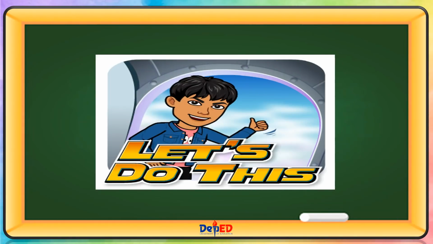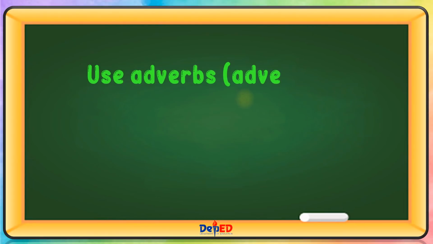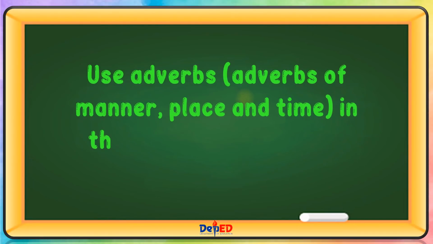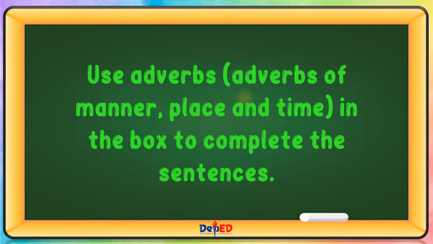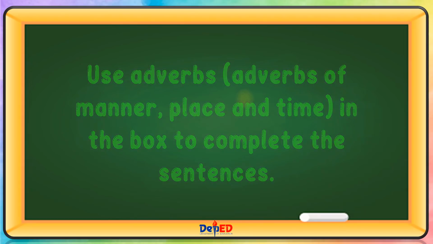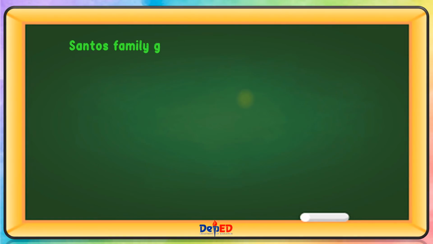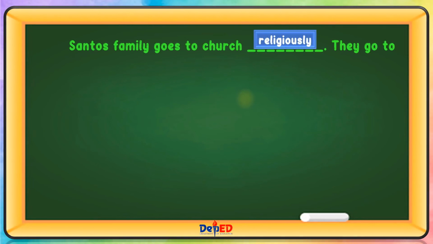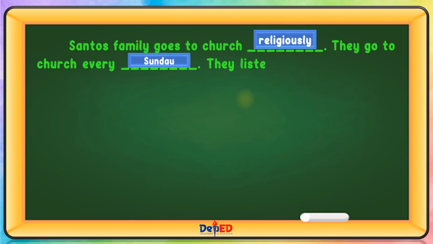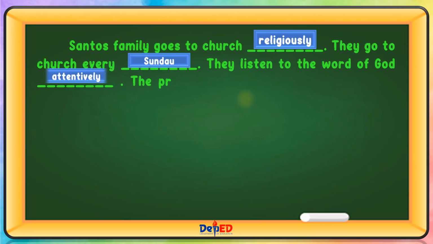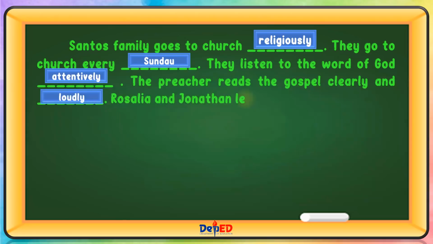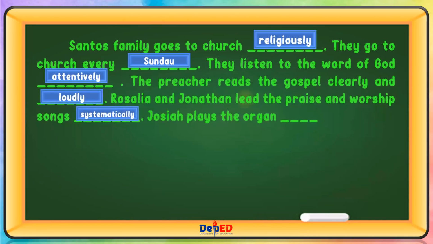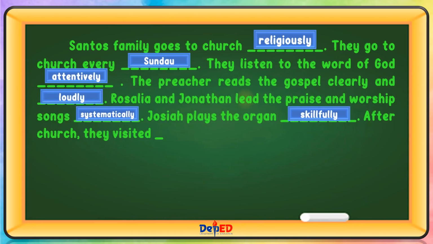Let's do this. Use adverbs of manner, place, and time in the box to complete the sentences. Santos' family goes to church religiously. They go to church every Sunday. They listen to the Word of God attentively. The preacher reads the Gospel clearly and loudly. Rosalia and Jonathan lead the praise and worship songs systematically. Josiah plays the organ skillfully.